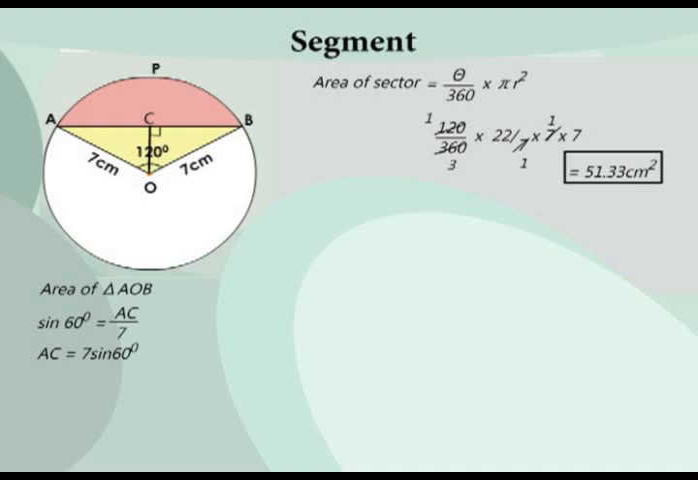Cross multiplication, AC is equal to 7 times sine 60. From the tables, sine 60 is equal to 0.8660. So AC is equal to 7 times 0.866. That gives us 6.06 centimeters. The length AB is twice this length. So AB is equal to 2 times 6.06, and that gives us 12.12 centimeters.